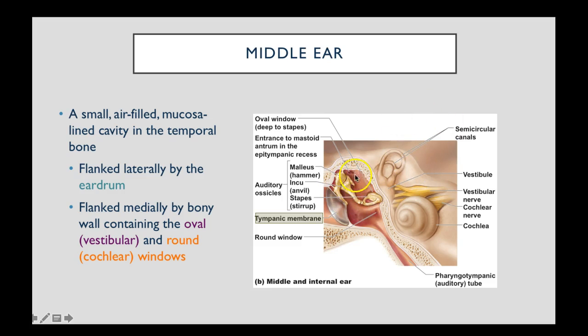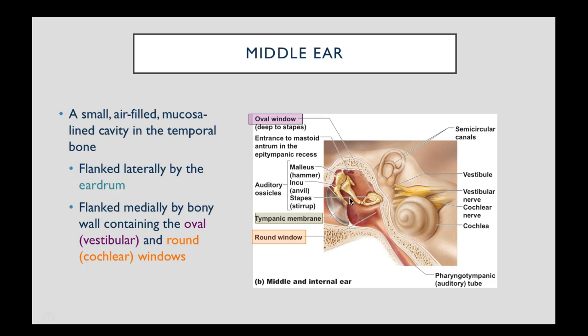This area is air-filled. We should have no fluid in here unless there's some type of pathology taking place. But the walls in here are lined with mucosa, and below that mucosa is our temporal bone. We have our eardrum on the external portion, and then as we move more internal, we are going to see that there is an oval structure, which we are going to call the oval window.